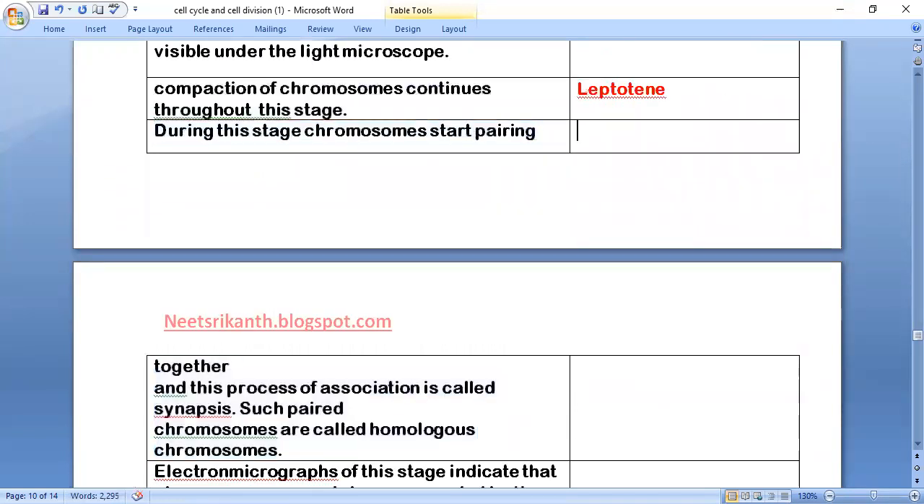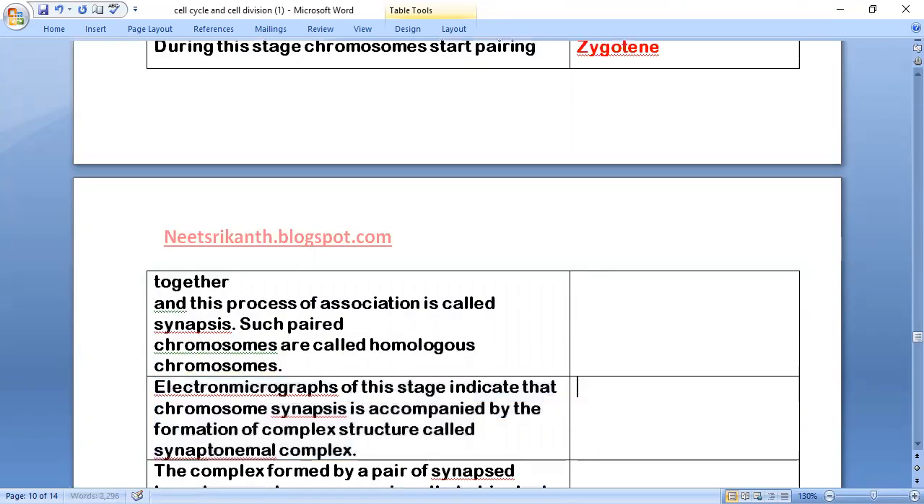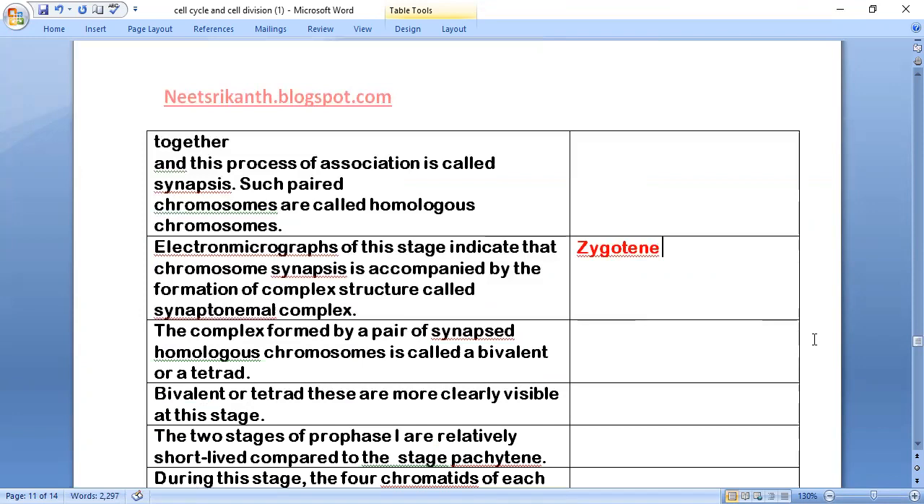During this stage, chromosomes start pairing together, and this process of association is called synapsis. Such paired chromosomes are called homologous chromosomes. That is zygotene. Electron micrographs of this stage indicate that chromosome synapsis is accompanied by the formation of a complex structure called the synaptonemal complex. The complex formed by a pair of synapsed homologous chromosomes is called a bivalent or tetrad.